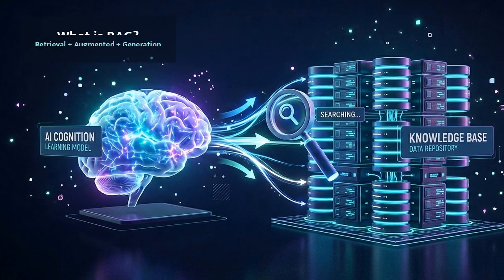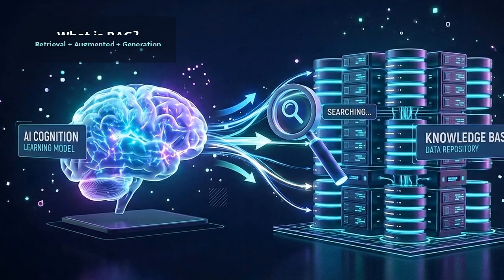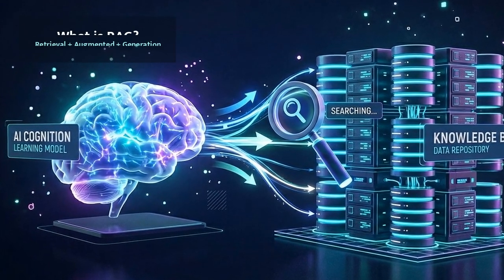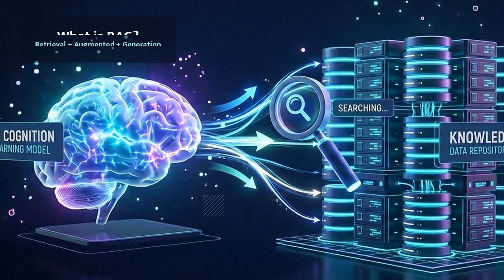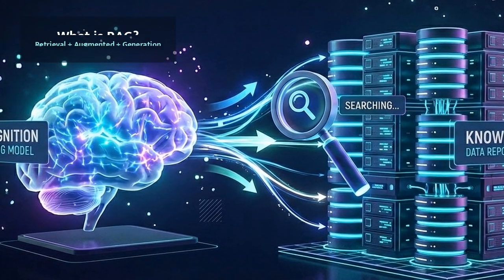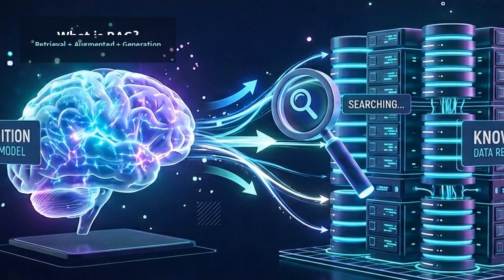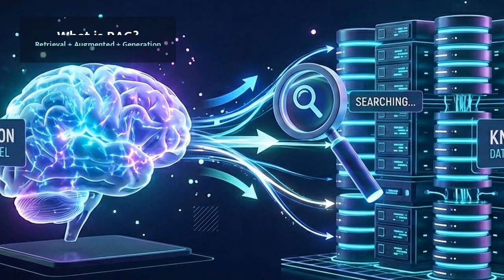So, first things first, what is RAG? RAG stands for Retrieval-Augmented Generation, and the name itself tells you the whole story if we break it into three parts. Retrieval means searching for the right information. Augmented means strengthening the model by adding that information to it. And generation means producing the final answer.